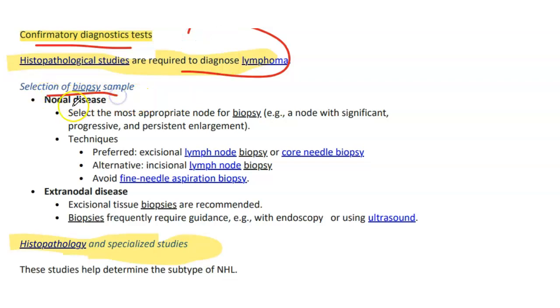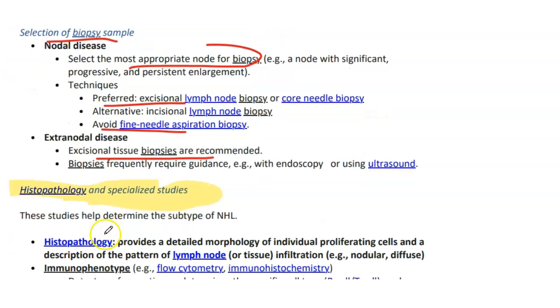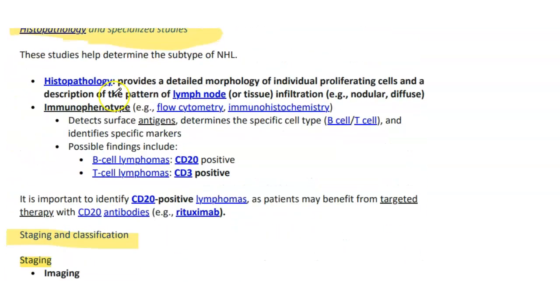Selection of the biopsy samples: in nodal disease, the most appropriate lymph node for the biopsy. Preferred techniques are excisional lymph node biopsy or core needle biopsy, alternative incisional, and avoid fine needle aspiration. For extranodal disease, excisional tissue biopsy is recommended. Histopathology and specialized studies: we have histopathology and immunophenotype. On immunophenotype, we look for different markers: B cell lymphoma will be positive for CD20 while T cell will be positive for CD3. CD20 positive lymphoma will benefit from rituximab, which is a targeted therapy for it.